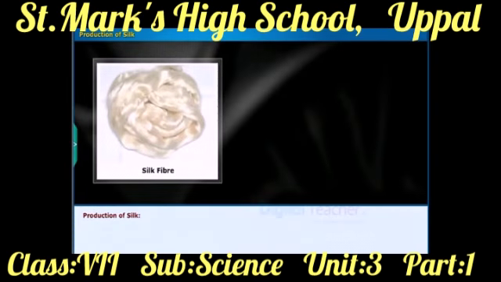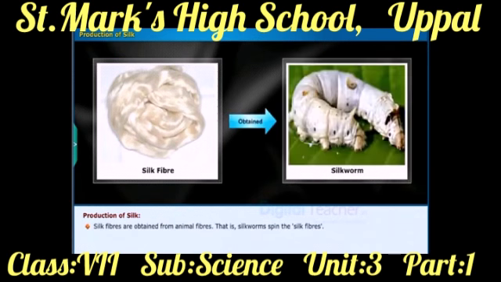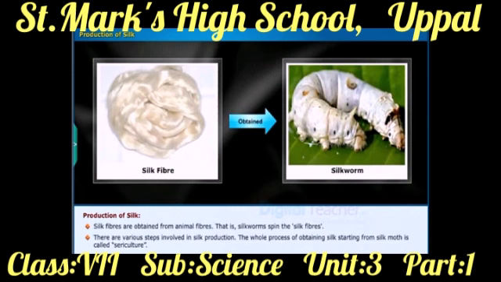Production of silk. Silk fibers are obtained from animal fibers. That is, silkworms spin the silk fibers. There are various steps involved in silk production. The whole process of obtaining silk, starting from the silk moth, is called sericulture.